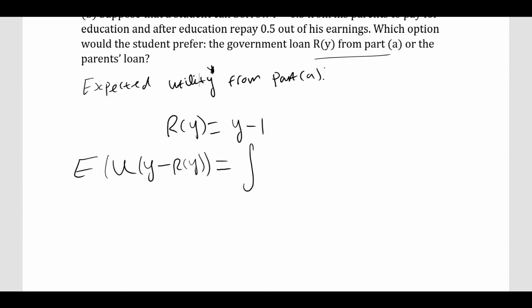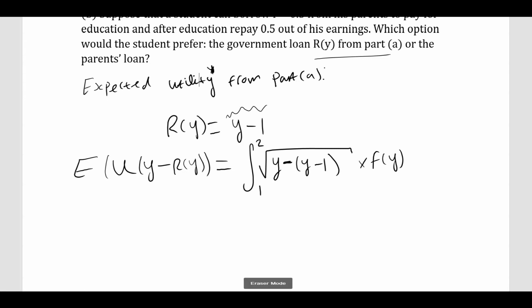Well, this is going to be the integral from 1 to 2, because again, it's over the domain 1 to 2. U is a square root. They told us that. Now we know R of y is just y minus 1, so I can substitute y minus 1 in for R of y. F of y is a uniform distribution, so when we have a uniform distribution as a support, we can generally just cancel it to 1 when we're integrating for the expectation. So we just have this dy.